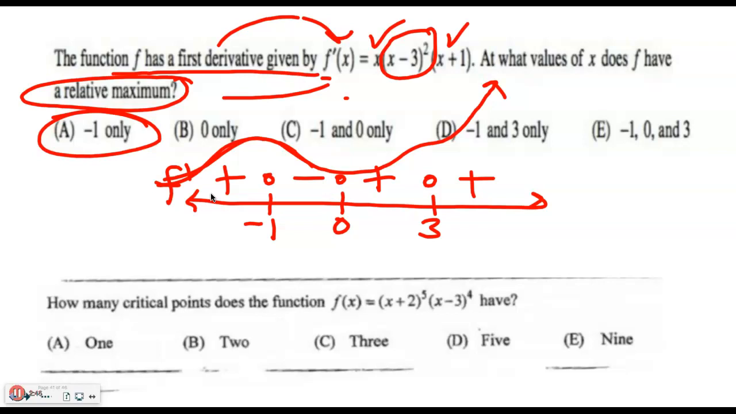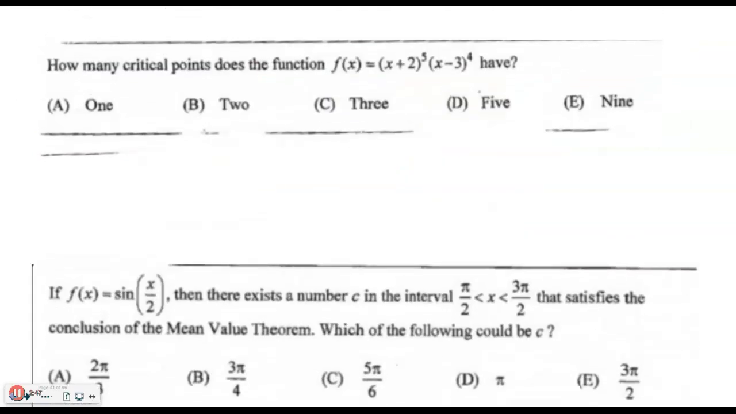The next one, a lot of people got wrong. The most common wrong answer was 2. I think it came from one of two mistakes. Either finding the zeros of this and saying there's 1, 2 zeros. Those would be x-intercepts of the graph of f, right? Those aren't critical points. Those have to do with the derivative equaling 0.